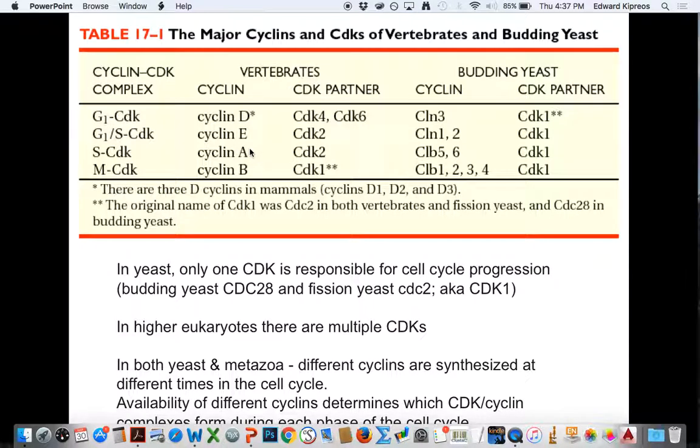Okay, so now we're going to shift our focus, and we're going to talk about how these CDK cyclins are regulated, and then we'll go into how they're actually affecting these transitions. So it turns out that there's a lot of these CDKs and cyclins.